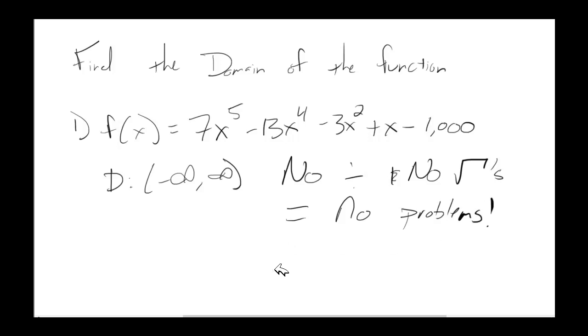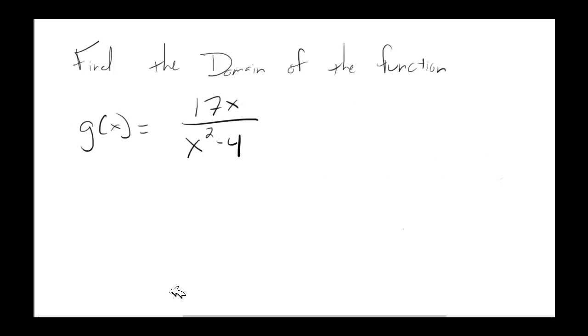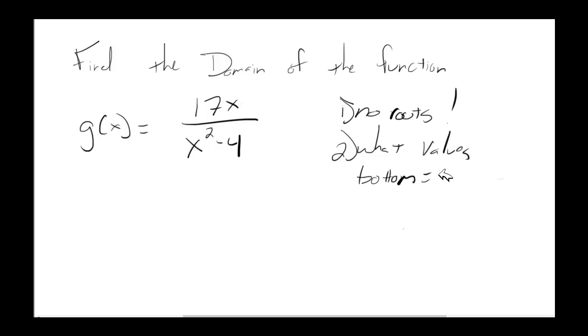Alright, let's take a look at a more interesting problem. Okay, let's find the domain of this function. Now I've got g of x, just a new function, equals 17x over x squared minus 4. So we have a classic good news, bad news situation. The good news, number one, no roots. That's good, but we do have division. So could the bottom turn into 0? And the answer is yes. So the only thing we have to worry about is what values make the bottom equal to 0. Those are the things that I need to make sure to rule out.